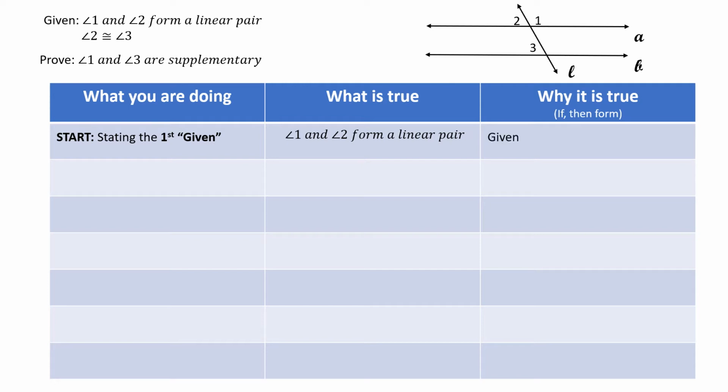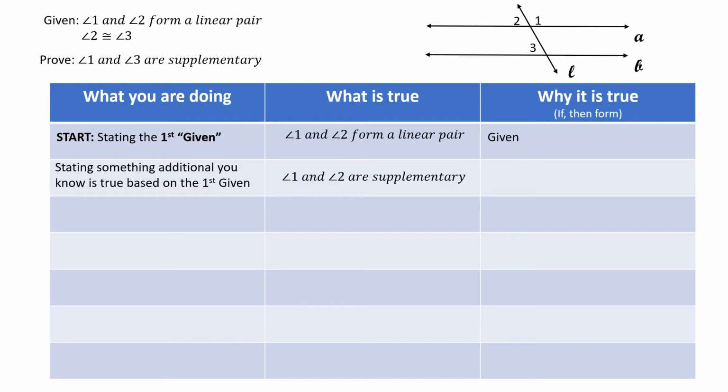What else do you know about a linear pair? Tell me something else you know about a linear pair. Well, you also know that they are supplementary. So angle 1 and angle 2 are supplementary. Why? And this is where I highly recommend you just do if, then. Just try the if, then thing. If two angles form a linear pair, then they are supplementary.